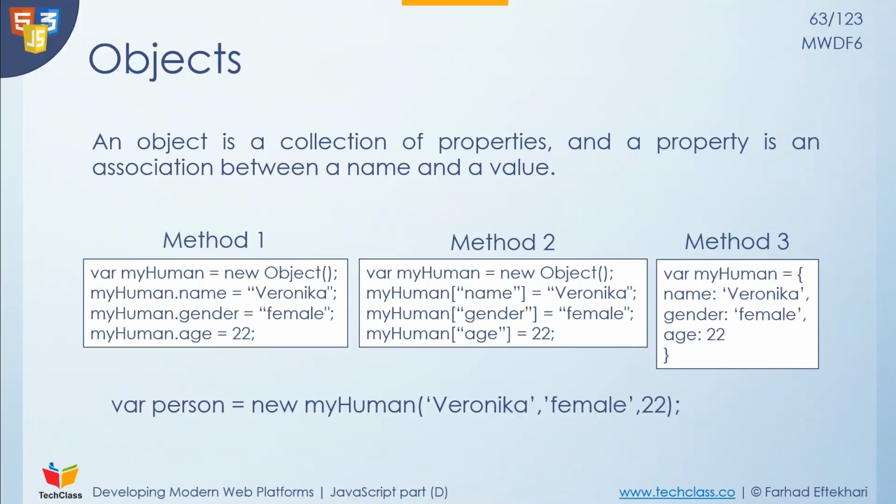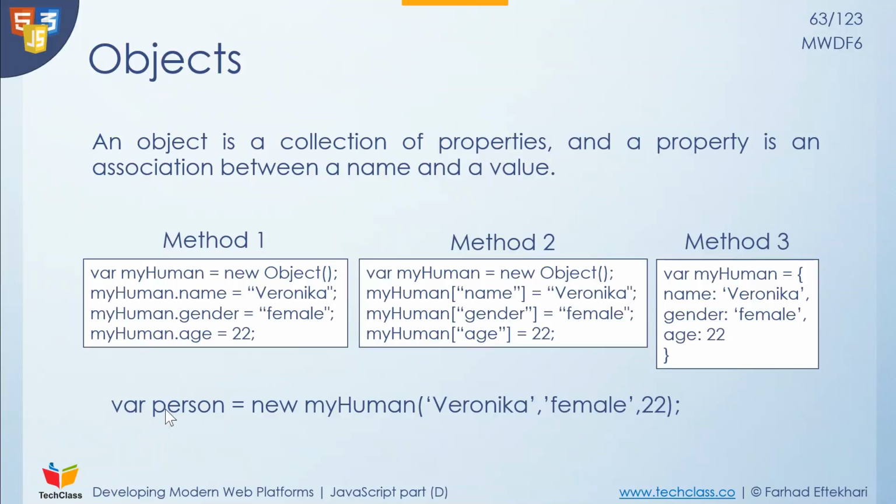Now let's talk a little bit about objects. An object is a collection of properties, and a property is an association between a name and a value. So when you have an object, as I said, it's a collection of properties with different kinds of data types, just like the example we had with the car. And here you can see there are 3 different methods that you can use to define an object in JavaScript and assign values to the variables of an object. You can see the methods, and whichever you enjoy using, you can use.